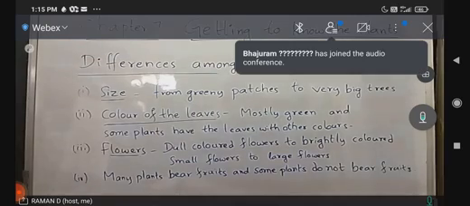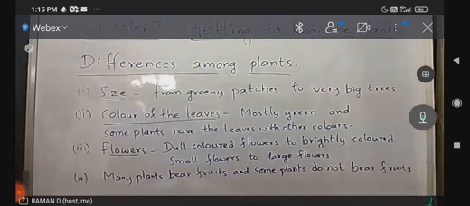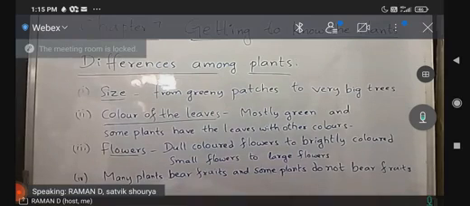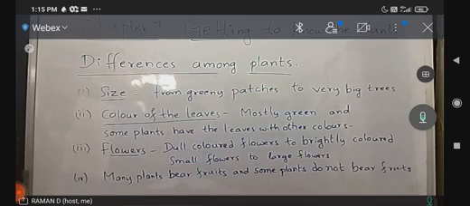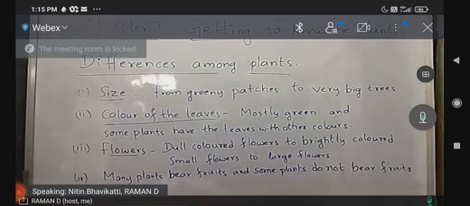Okay? Do you understand? Totally 4 types of differences we can find among plants. Sir, please wait 1 minute, sir. I have to write, sir. You write. I didn't stop you. I am not wiping it off. Okay? Listen. So there are 4 types of differences among the plants that are available in our nature.